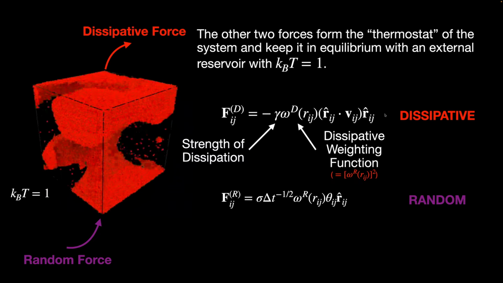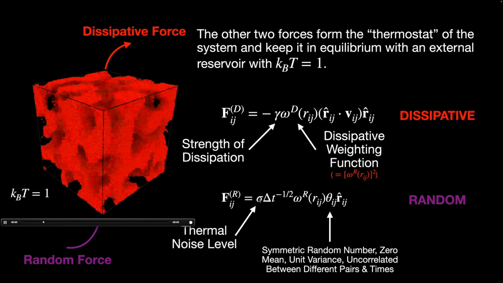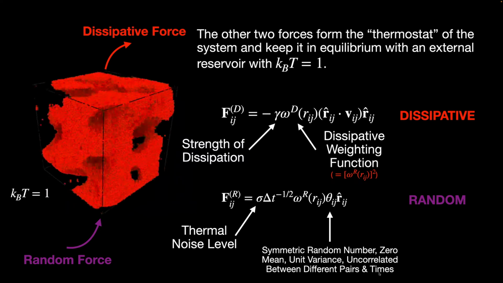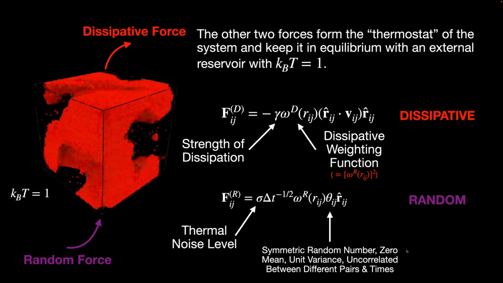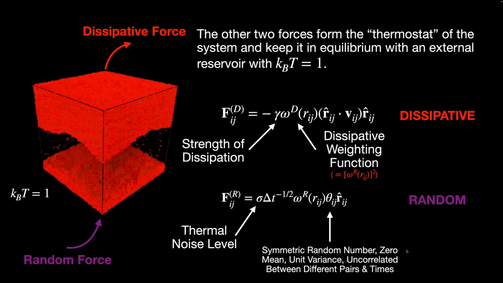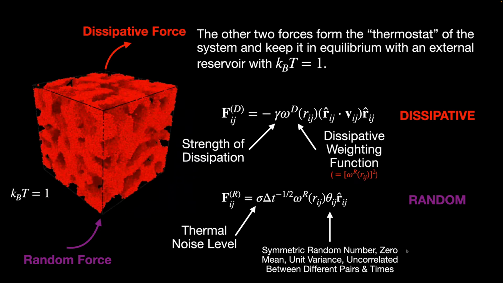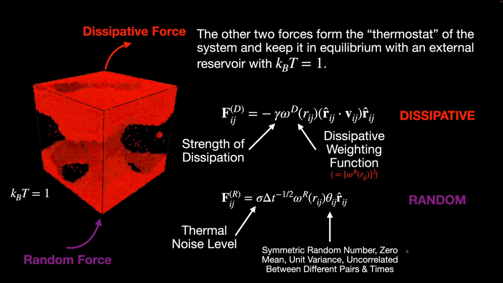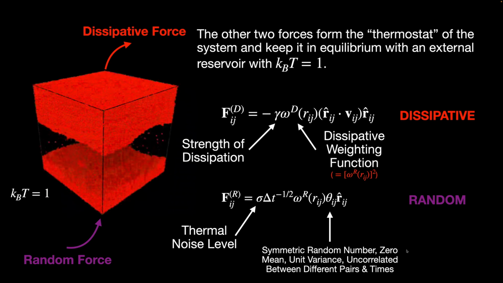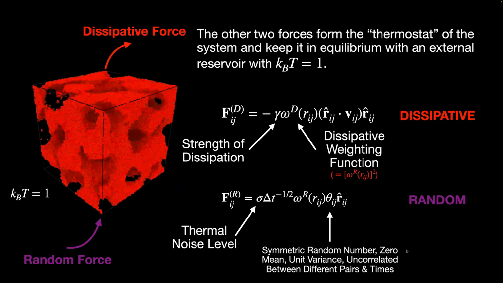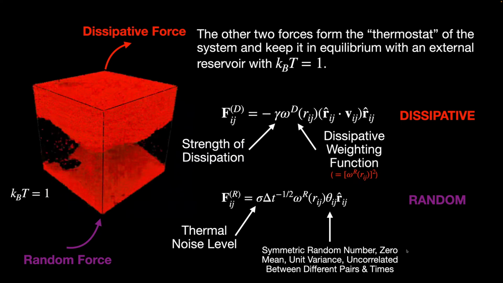Similarly, there's the random force. There's a thermal noise level, so that's analogous to gamma or A in the conservative force. This theta ij term, it's just a random number, and so I put kind of the characteristics of this random number. It's got 0 mean, so it's centered about 0. It's symmetric. It has unit variance, and it's uncorrelated between different pairs and different times. That's a fancy way of saying that this number is between, let's say, minus 1/2 and plus 1/2. It's a uniform random number, so it could be anywhere on that interval. And every time we process an interaction between two particles, we have to generate a new one.